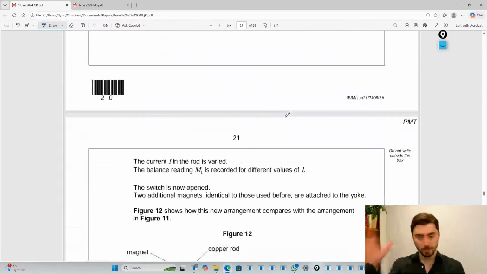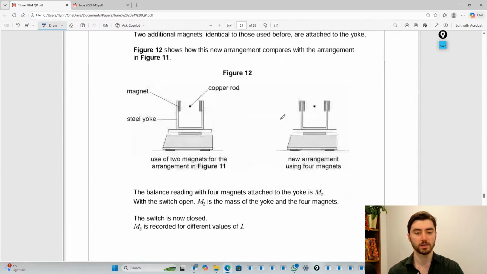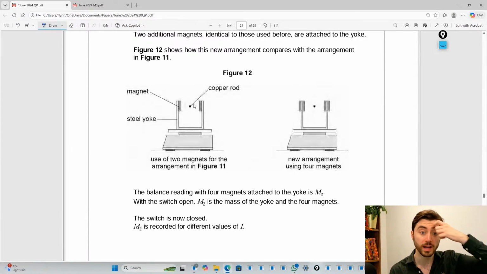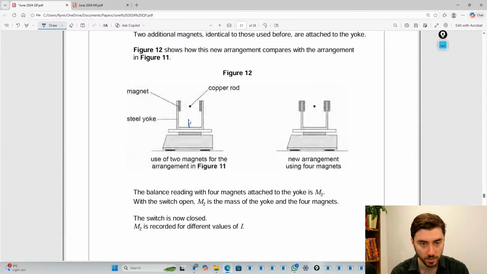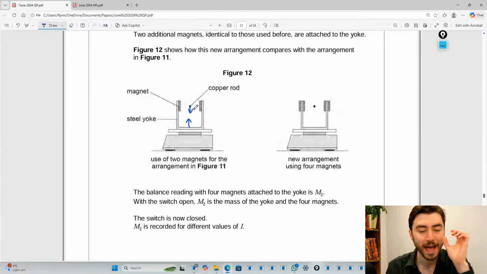So let's use our exam technique, right? This is the arrangement, and this is the thing that's being measured. We are correct that when you put current through this wire, the force on the yoke and the magnet, so this thing, goes up, but that means the force on the copper rod goes down. I think this is a Newton's third law interaction. The rod experiences a force downwards and the yoke with the magnetic fields experiences a force upwards.